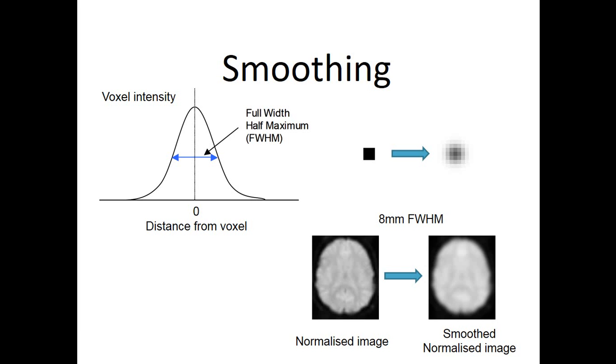The other two reasons, one is to increase the signal to noise ratio. When you smooth an image, you increase the signal to noise ratio, and basically you average the noise out. If the noise is really random, it should be averaged out.